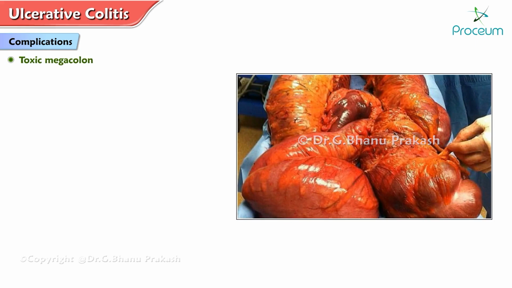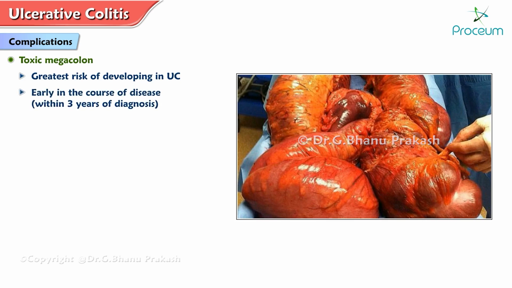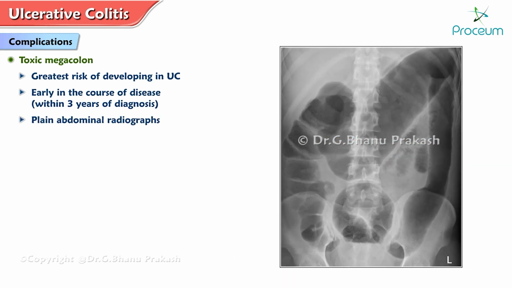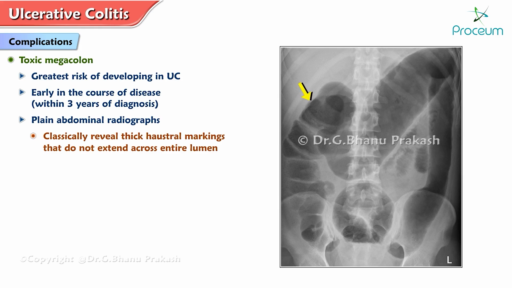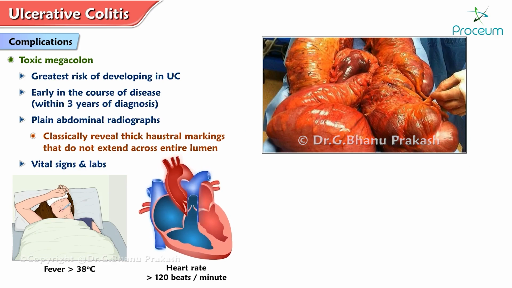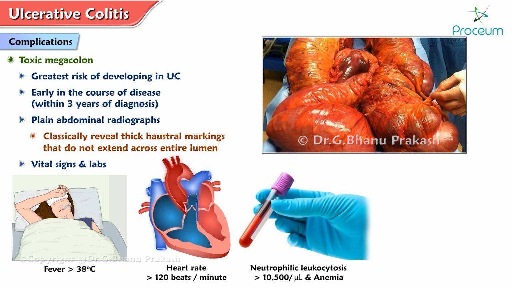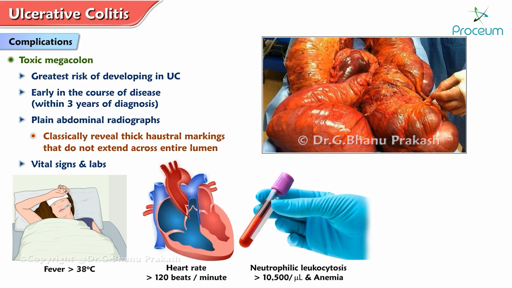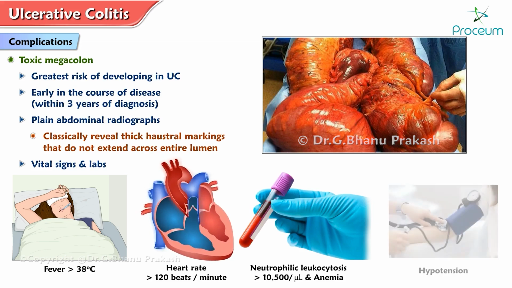Toxic megacolon. Patients with ulcerative colitis are at the greatest risk of developing toxic megacolon early in the course of the disease, within 3 years of diagnosis. Plain abdominal radiographs in patients with toxic megacolon classically reveal thick haustral markings that do not extend across the entire lumen. Vital signs and labs indicative of toxic megacolon include fever greater than 38 degrees centigrade, heart rate greater than 120 beats per minute, neutrophilic leukocytosis greater than 10,500 per microliter, anemia, hypotension.